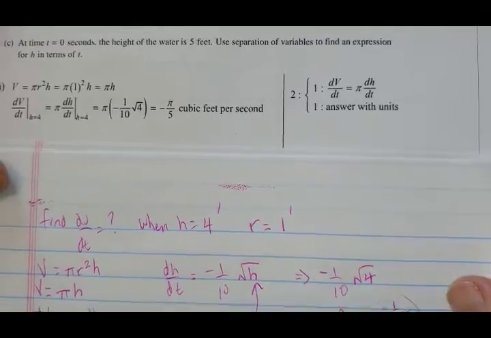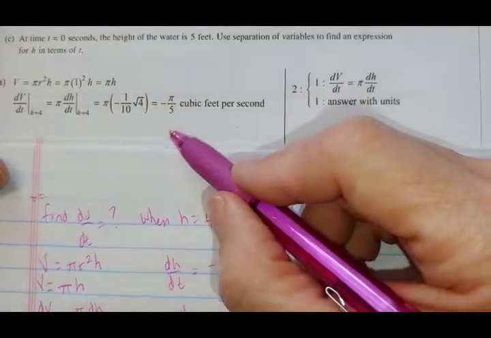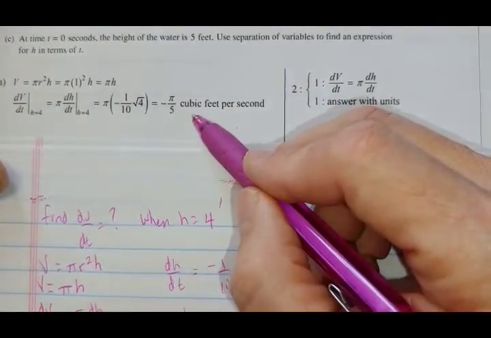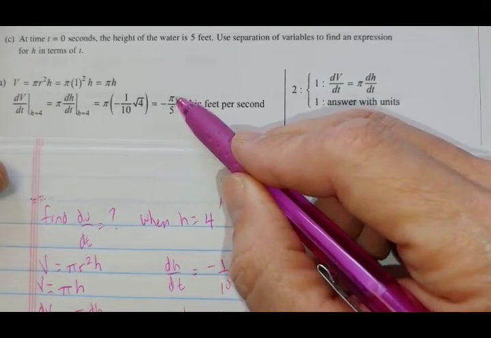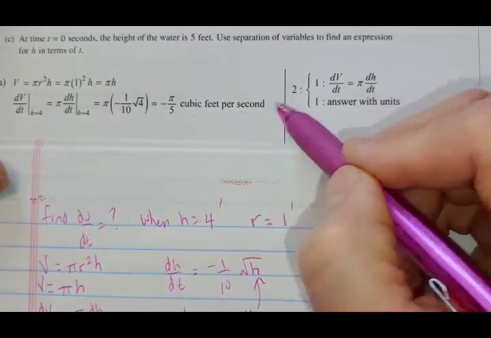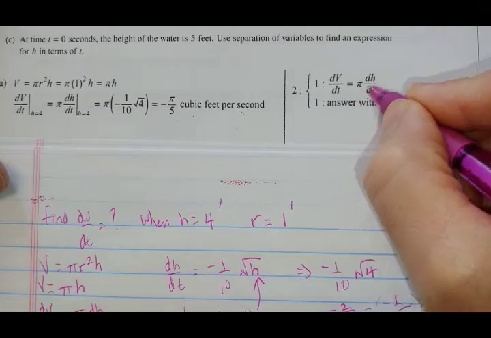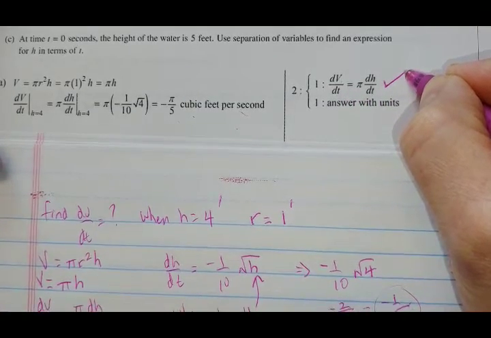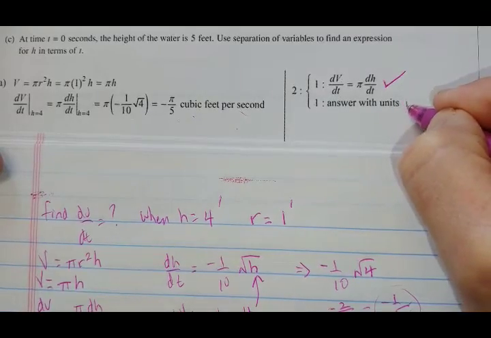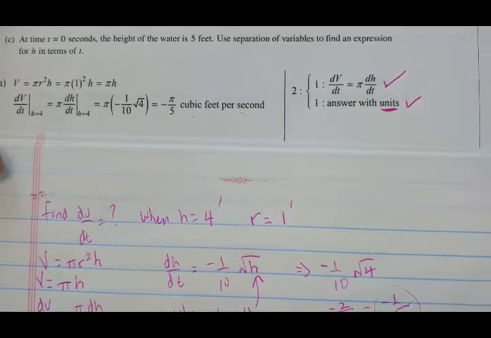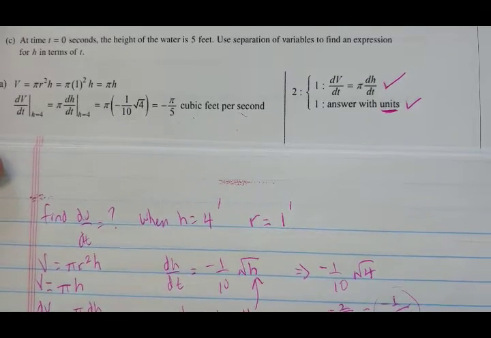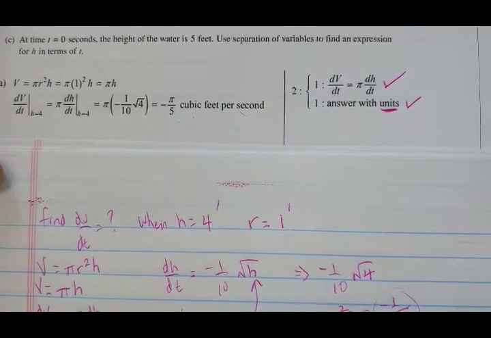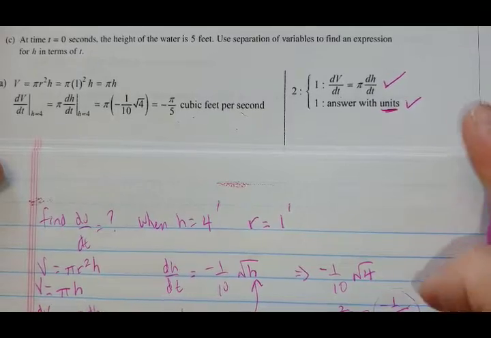And so we look at our scoring guide and we can see the same thing that I just showed you, and the answer is negative pi over 5 cubic feet per second. 1 point for doing the implicit differentiation, taking the derivative of both sides, and 1 point for the answer with the units. So if you did not include your units, you're not getting that answer point. Definitely don't want to lose points for something like that.